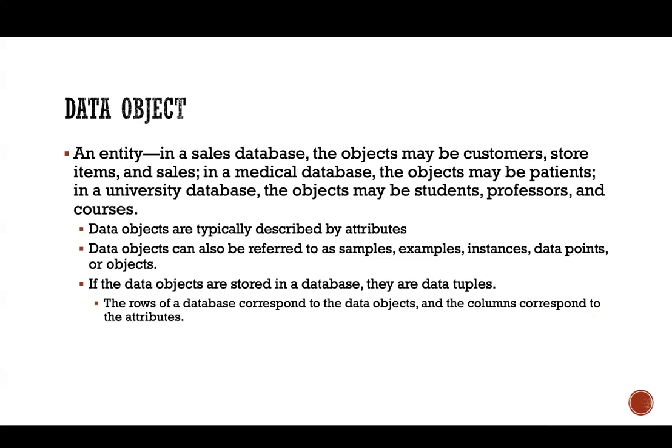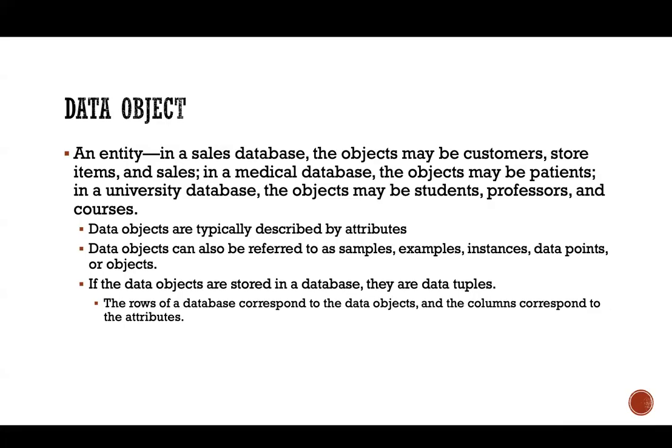It's an entity. It's described by attributes of that data object. For example, we could look at a certain customer, and then we can determine different attributes of that customer. The data objects can also be referred to as samples, examples, instances. There are different terms that are used. And if this data object is stored in a database, then they're called data tuples. It's just a technical term used within data mining to call a data object.